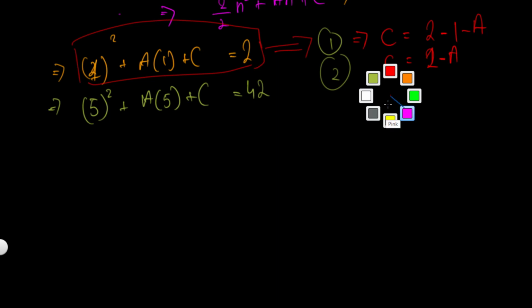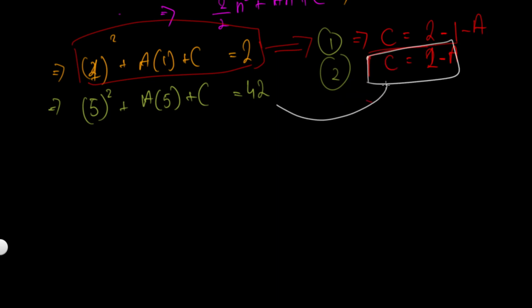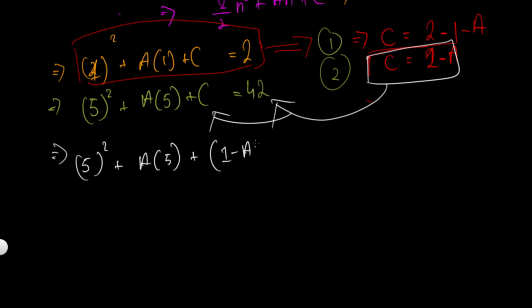Then in simultaneous equations, we take that expression we have just created and insert it into our second equation. So 5 square plus a multiplied by 5. Now instead of writing c, we write the expression for c which we found from the first equation. So instead of c, it would be 1 minus a, is equal to 42. You have a single equation, a single variable, a little bit of algebra and you can find the answer.